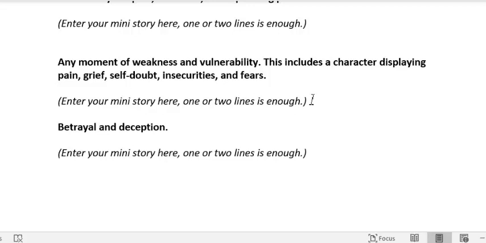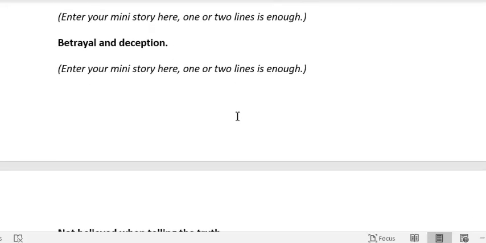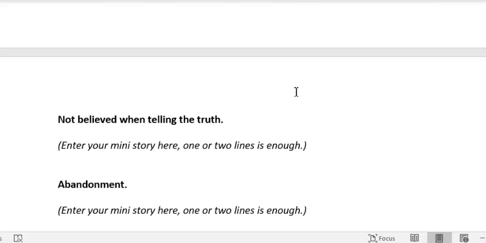Betrayal and deception. If you've got anything like that, please pause and write that down. Not being believed when telling the truth. Now, this is a good one, because it shows you a lot of people experience this particular problem or trait or history or something. But that's really great. If you've got something like that, please put it there and pause if you need to.